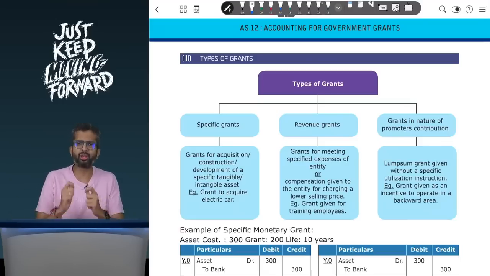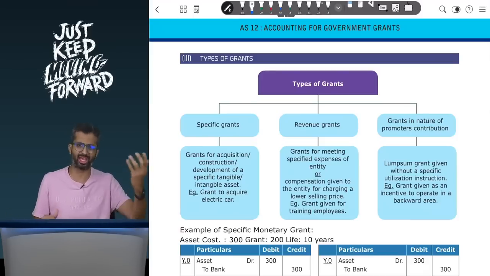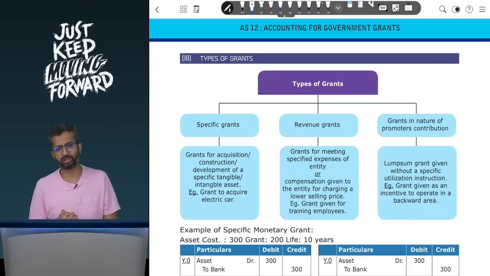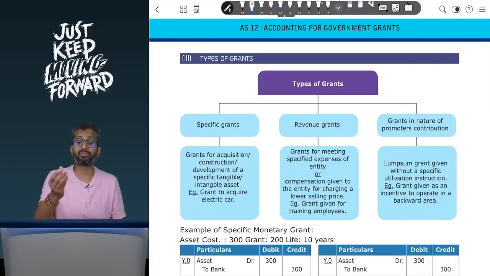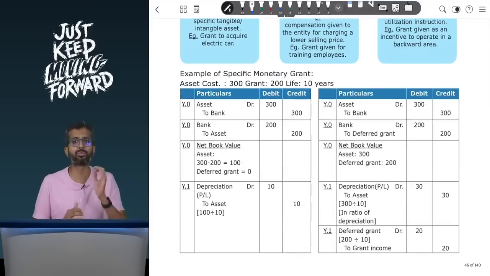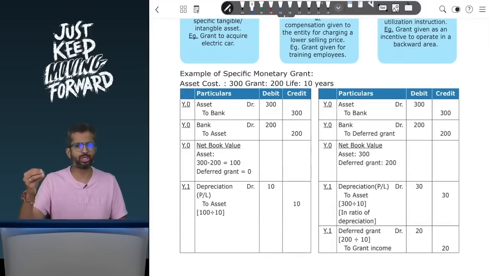If it is non-monetary, the government will directly give you the asset at 100 rupees only, in which case you will show the asset account as 100 to, let us say, bank over here. Sometimes the asset is obtained free of cost, in which case the standard says that you will record the asset at something called a nominal value. Nominal value is a value for namesake, just for namesake. That is called a nominal value, which is usually 1 rupee, 10 rupees, etc.